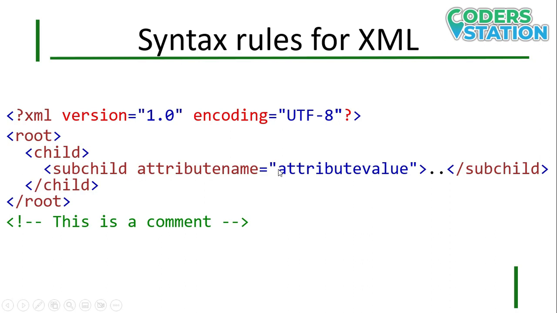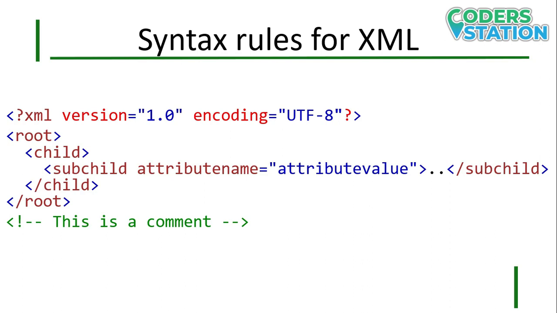We should always remember that whatever value is there in an attribute has to be enclosed in double inverted commas. The elements which we are mentioning have to be properly nested. Like first it is root, then child, which has to be opened and closed properly. Then in the child, if there is a subchild, the subchild should be opened and closed properly.